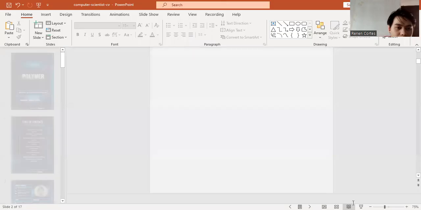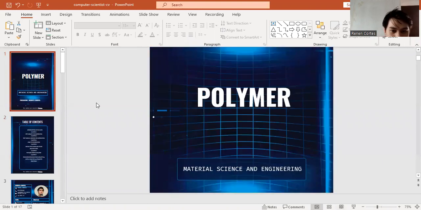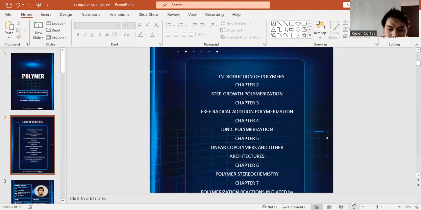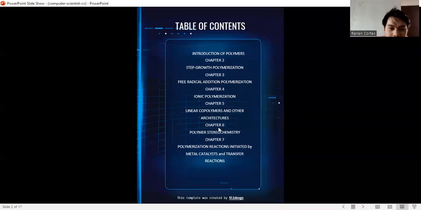My topic for today is about polymer. The scope of my topics covers the introduction of polymers, step growth polymerization, free radical addition polymerization, ionic polymerization, copolymers and other architectures, polymer stereochemistry, and polymerization reactions initiated by metal catalysts and transfer reaction.